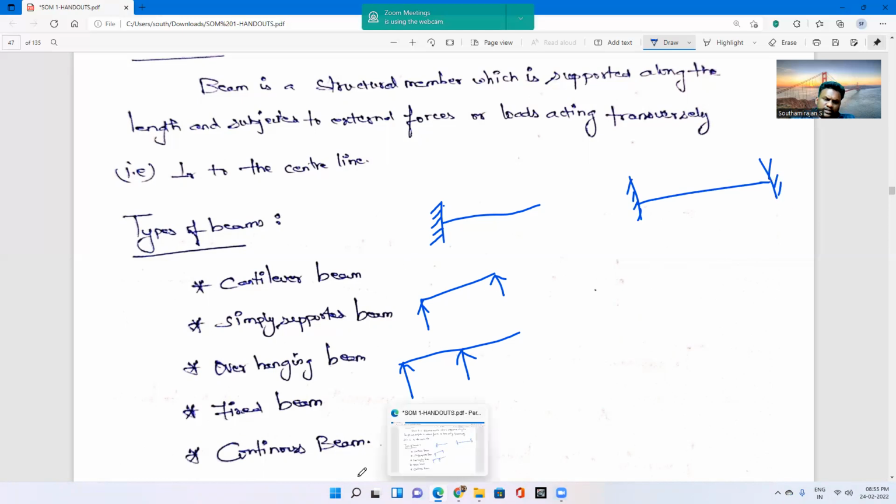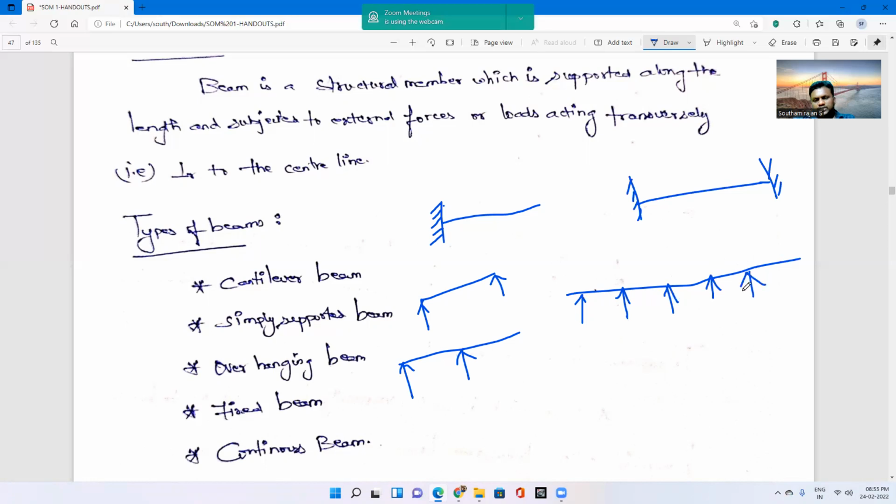Next will be a continuous beam. A continuous beam is nothing but a beam of continuous nature. It is supported by more than two supports. It will have a minimum of three supports, and a maximum of n supports, depending upon the span of the beam, so the supports keep on increasing. That type of beam will be represented as a continuous beam.